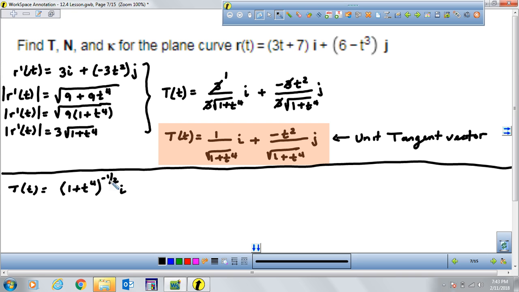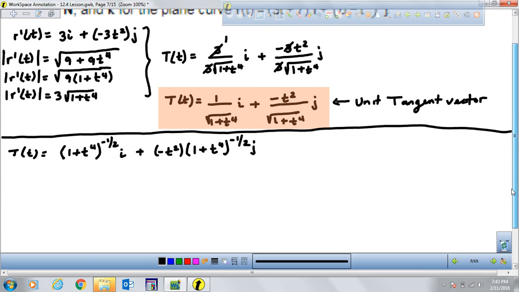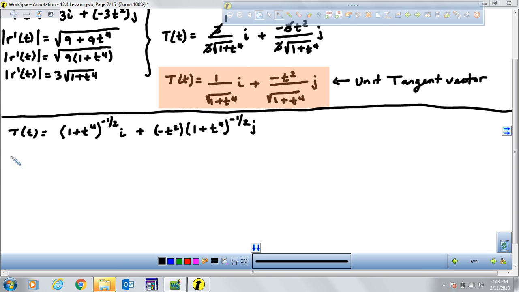And then plus, same thing here, that's negative t squared times 1 plus t to the 4th power raised to the negative 1/2 also. And that's the j component. I think it's going to be easier to get the derivative if it's a product rather than a quotient, because the quotient formula is a little longer. So let's get the derivative of this unit tangent vector.